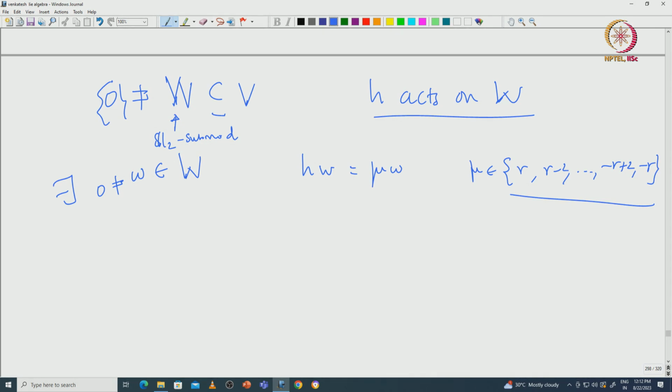In particular, note that the eigenspaces corresponding to each eigenvalue are all one dimensional. So this w must be some scalar times whatever that v i is. This mu has to be some r minus 2i, and this w must be some scalar times v i. By rescaling that scalar, we can assume this is exactly v i. So that proves this v i is inside W.